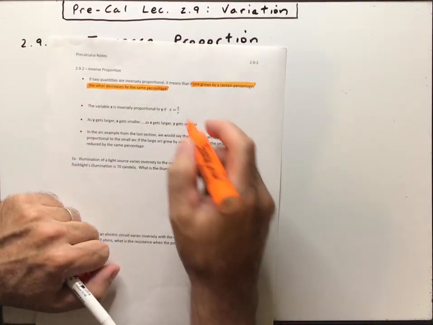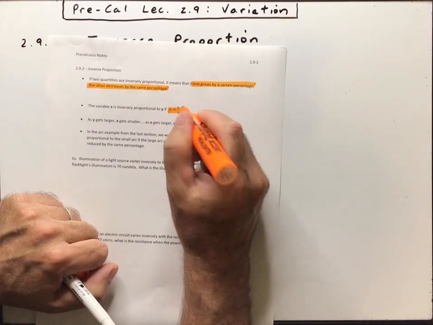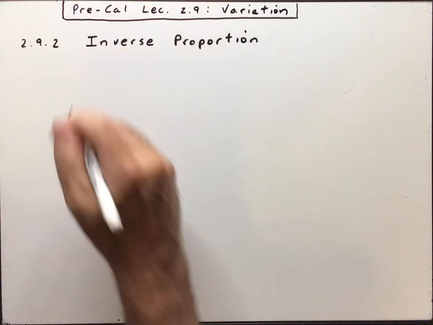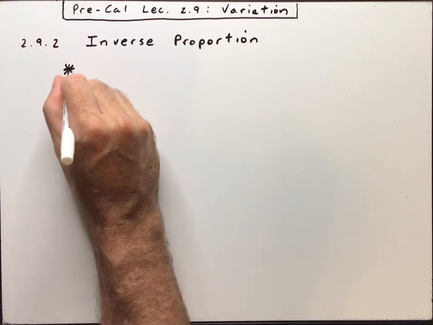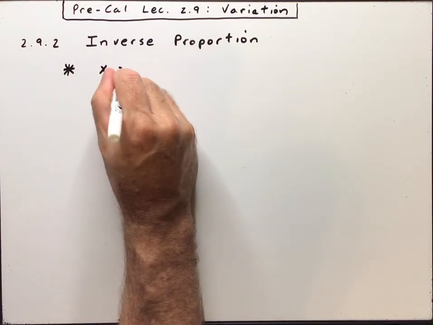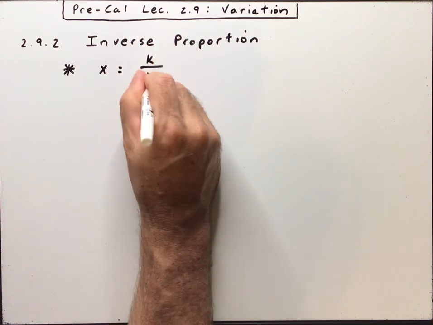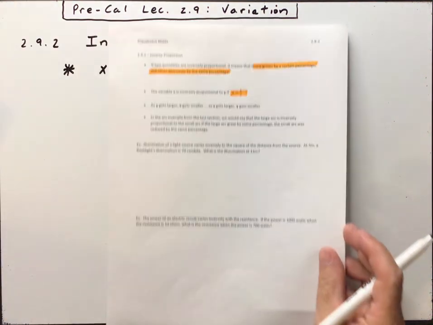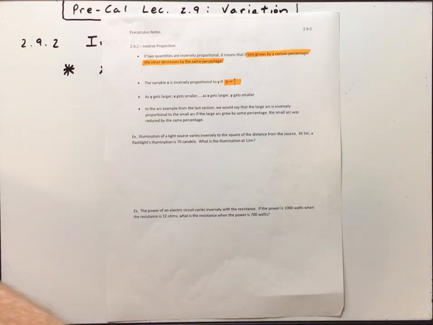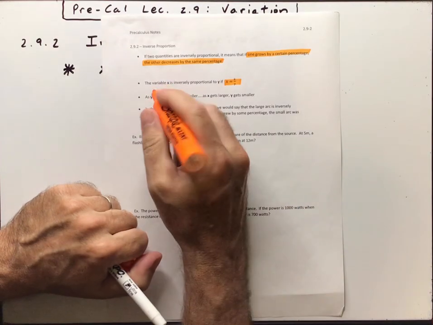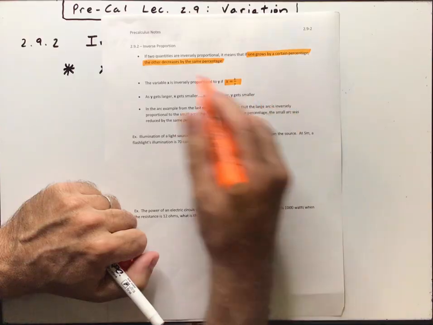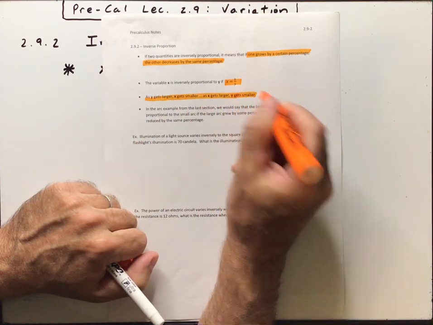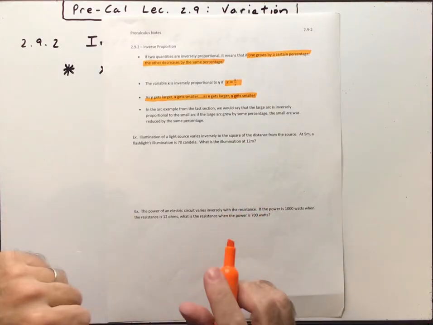Okay, so our formula is x equals k over y for inverse proportion. X equals k over y. That's our basic format. So if y gets larger, x gets smaller. And if x gets larger, y gets smaller. So they're not going the same direction. They're going opposite directions. Okay, you can read through this.